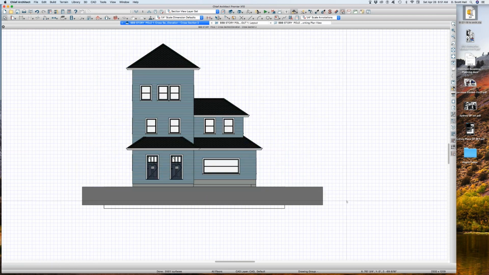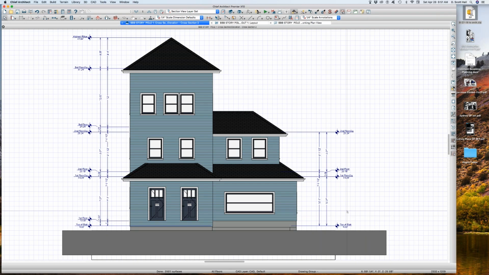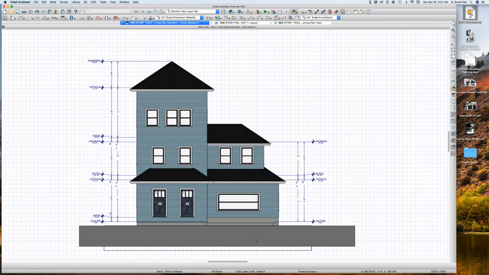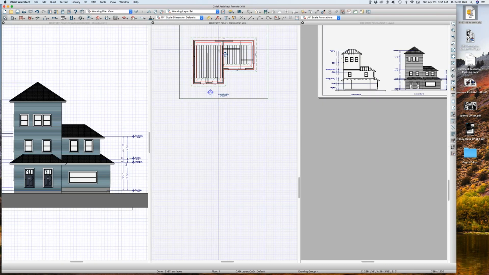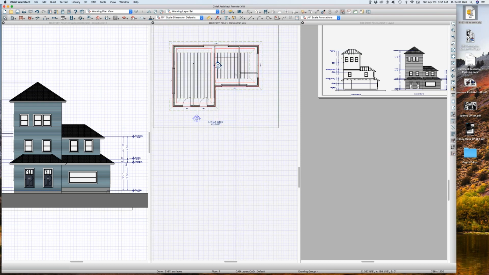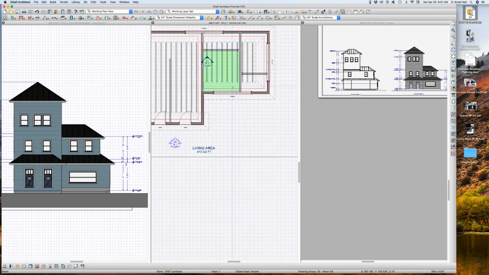Delete. Top of slab. Ooh, top of slab. Top of floor. Why do you think the slab's at 9 feet? It shouldn't be, right? This is the floor right here.